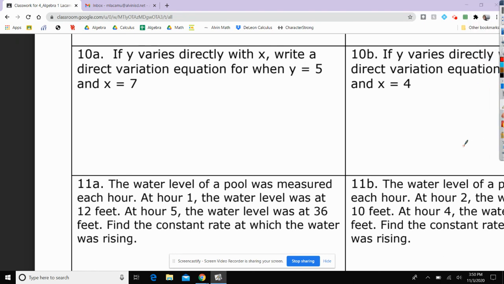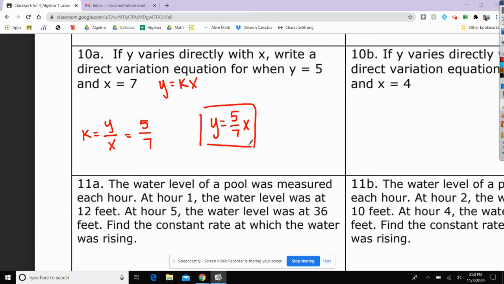Here we have to write the direct variation equation. And if you remember, that was y equals kx. And remember, k is just going to equal y over x. And it tells us y equals 5, x equals 7, which means our direct variation equation is y equals 5 over 7 x. So you have to include the y and the x in that.